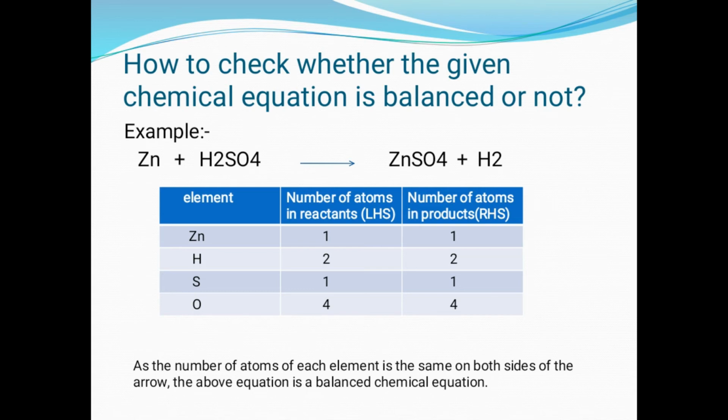Now we will see with respect to S. Here on the reactant side we have 1 S and on the product side as well we have 1 S. So on both sides we have only 1 S. So with respect to S also both sides are balanced. Now with respect to O, we have 4 O on the reactant side as well as 4 O on the product side. So with respect to O also it is balanced. So with respect to all the atoms present in the chemical reaction, it is balanced. So we will say that this chemical equation is balanced.